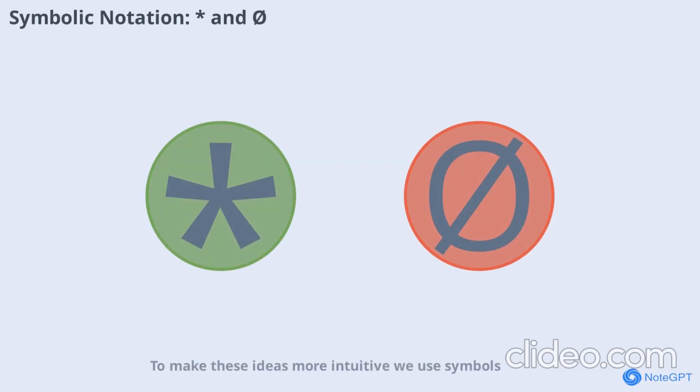To make these ideas more intuitive, we use symbols. The asterisk stands for everything or anything, all possible states, entities, or realities across the multiverse. In contrast, the empty set symbol, ∅, represents absolute nothingness, the primordial void from which all existence emerges. This duality, the asterisk for totality and ∅ for nothingness, forms the backbone of our symbolic framework. It allows us to express the journey from nothing to everything and the constant interplay between existence and non-existence.